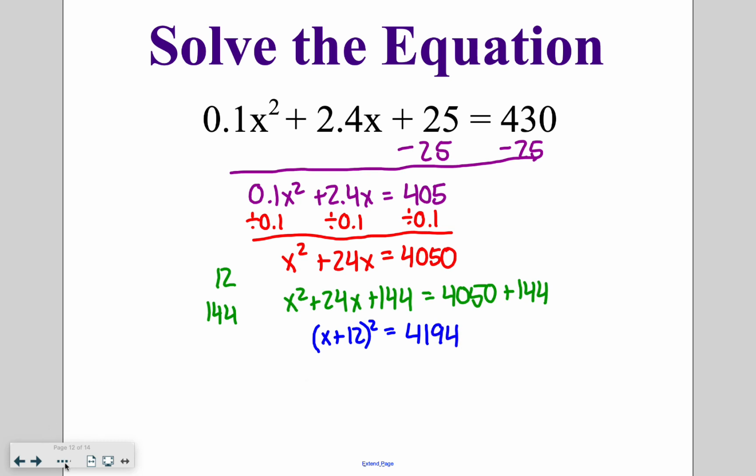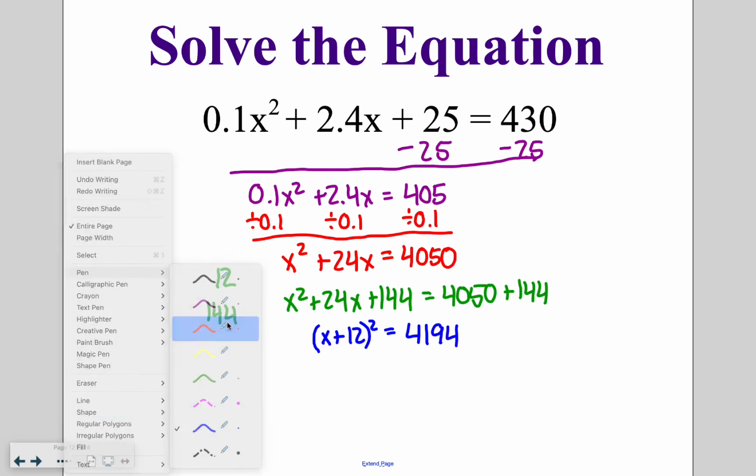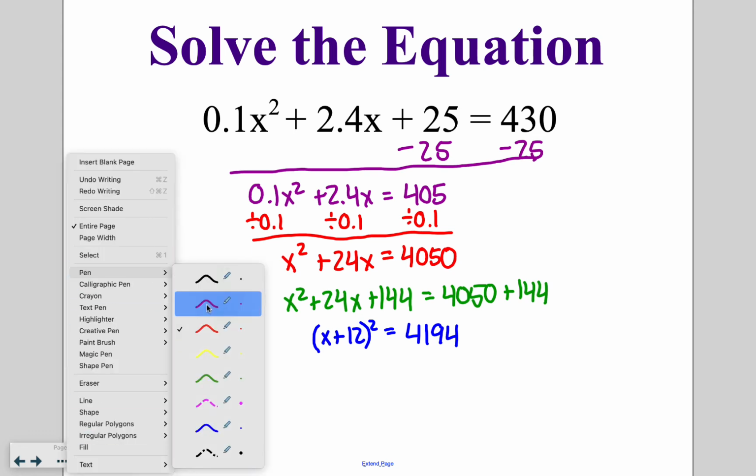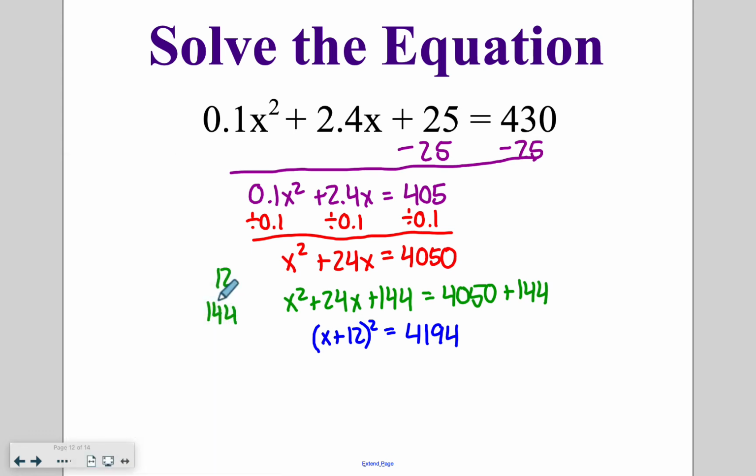And then when I do my addition on the other side, I get 4,194. I am now at the point where I am able to square root both sides of my equation. And when I do that, I am going to get x plus 12. And then once again, we're going to need to round. So I've got 64.761, which is just going to round to 64.76. And then we have our negative case as well, because square roots can be both positive and negative.